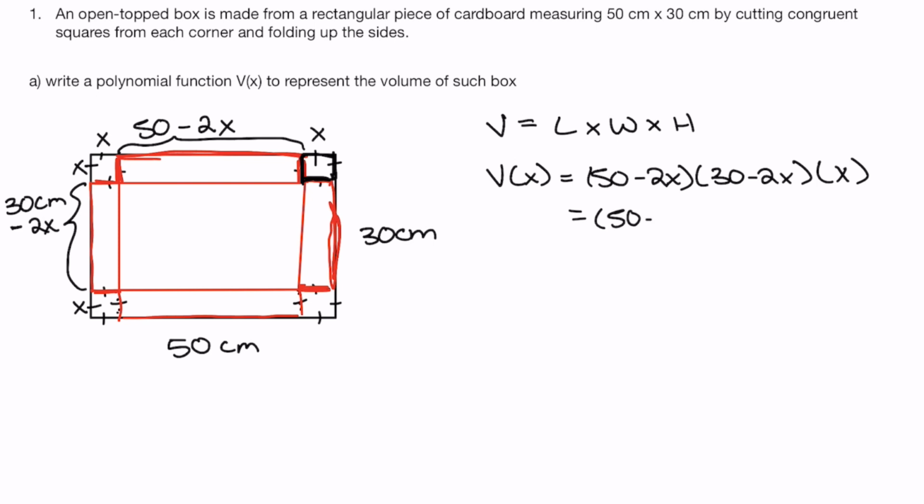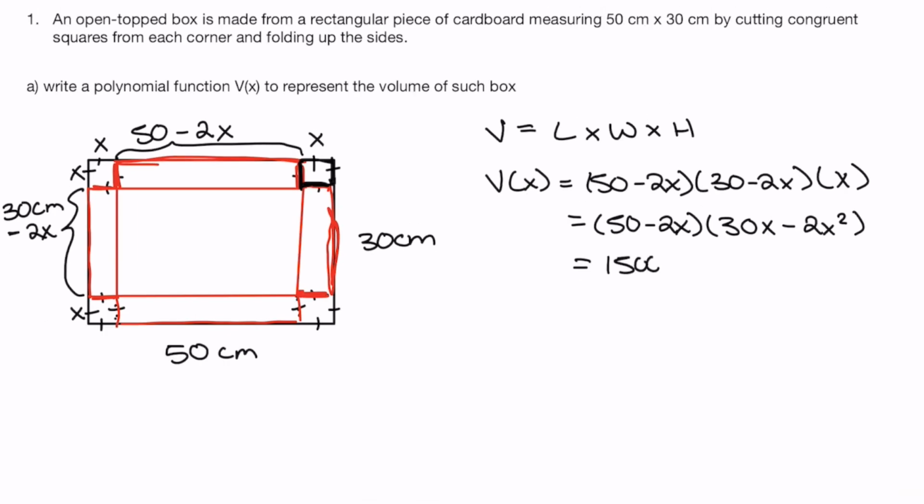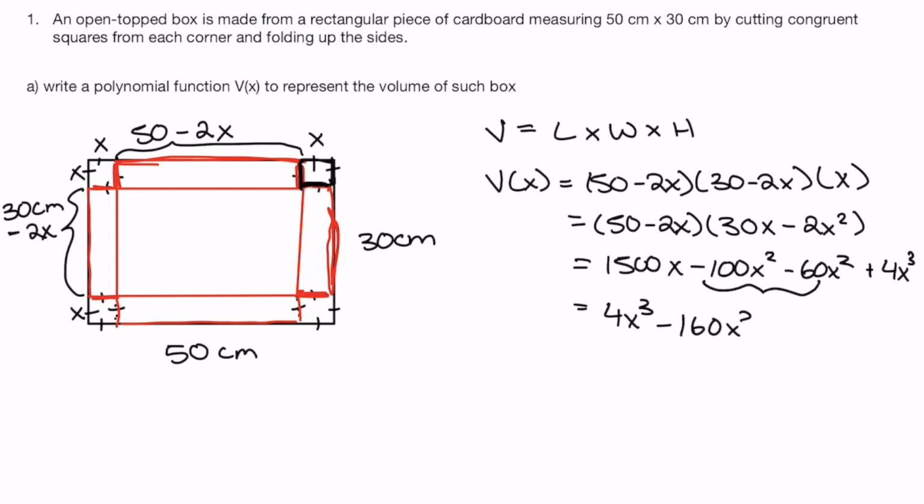We're going to continue to expand and simplify. So we get 1500x minus 160x squared plus 4x cubed. Now let's just write this in descending order. So 4x cubed, and group these terms together. So minus 160x squared plus 1500x.